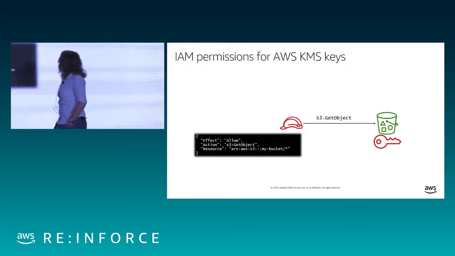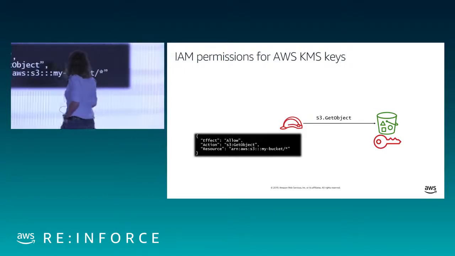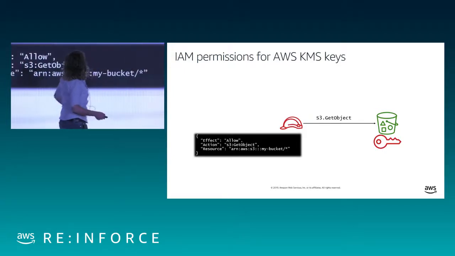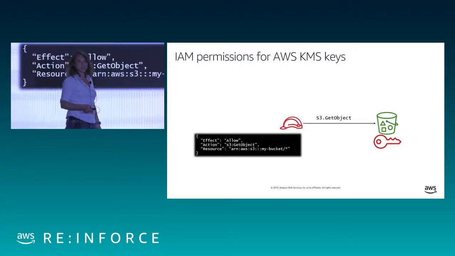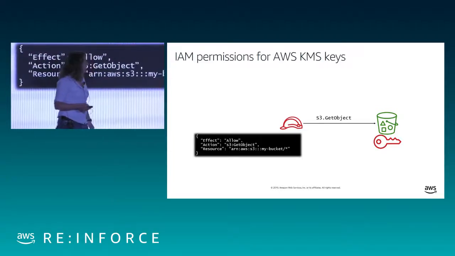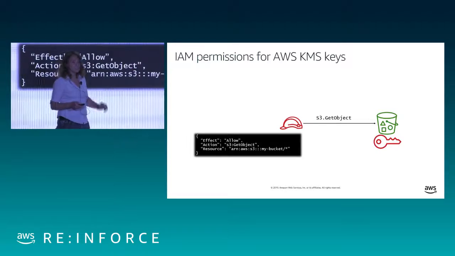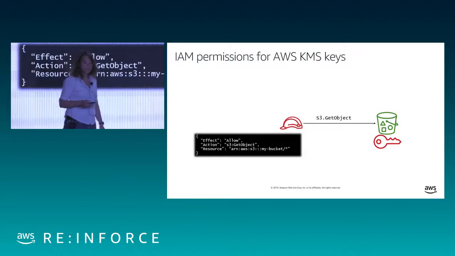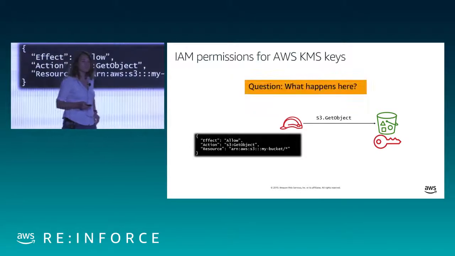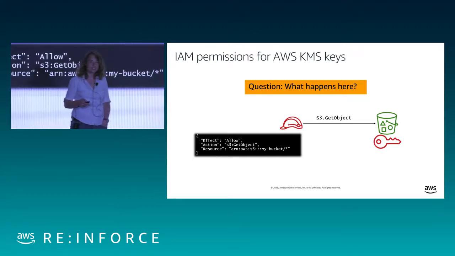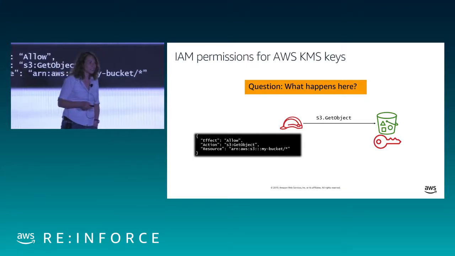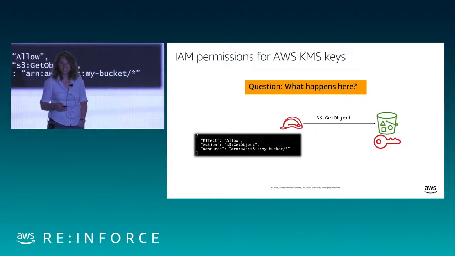So over here, I've got a principal in my account. I've got a role. I've got permission to call get object against this bucket. And the objects in the bucket were encrypted with a customer managed key. So what happens here? Is this going to work? Raise your hand if you think it's going to work. Raise your hand if you think it's not going to work.